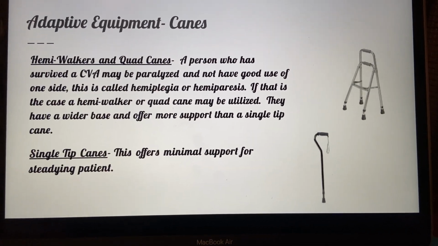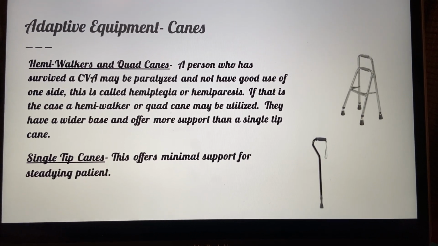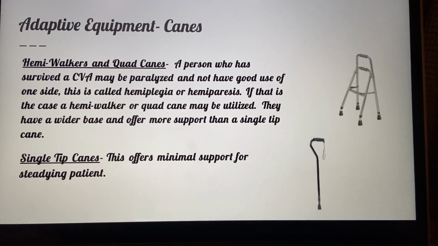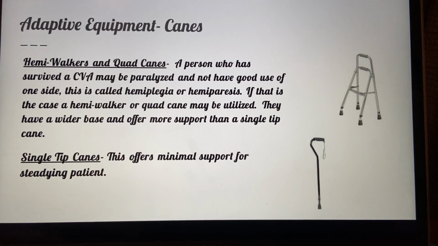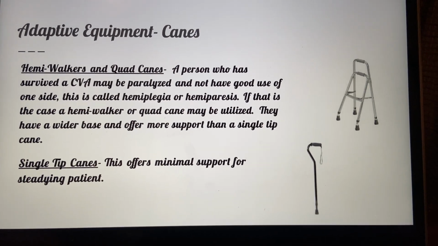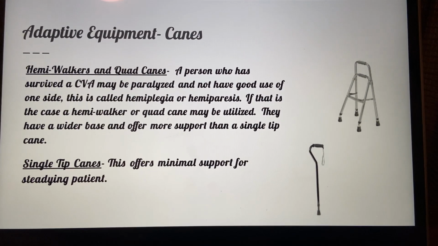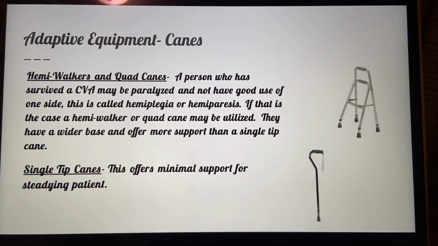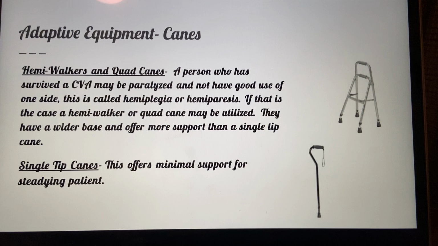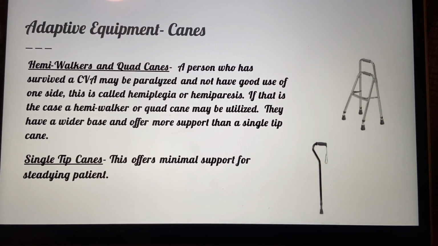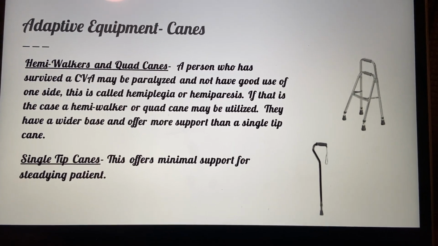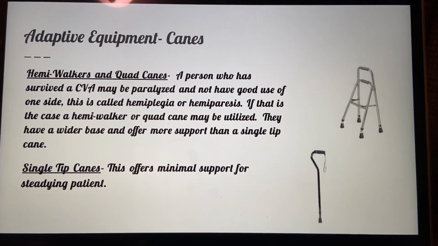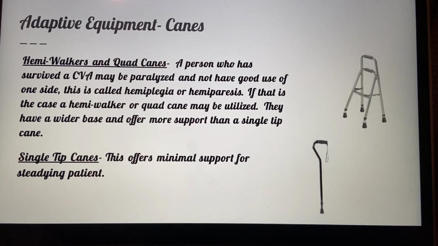So hemi walkers and quad canes are going to be for people who've survived the CVA but may have the paralysis or the hemiparesis. And the hemi walker or quad cane is beneficial because it has a wider base and offers more support than your typical single-tipped cane. The single-tipped cane still offers support, it's just minimal support, and it's going to be for patients that aren't suffering from quite as much weakness or the plegia or paresis.